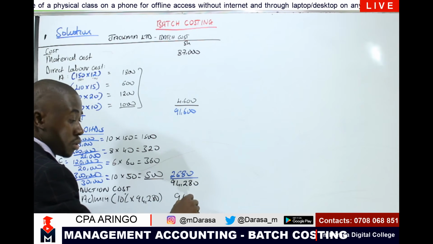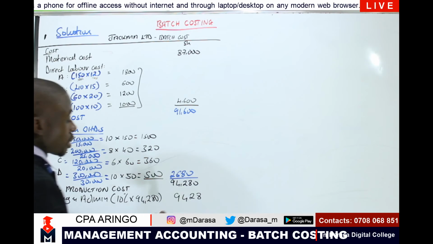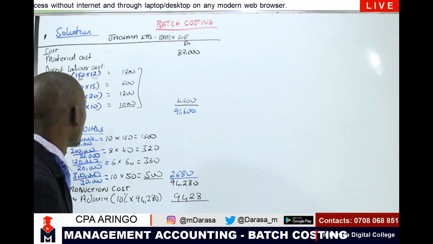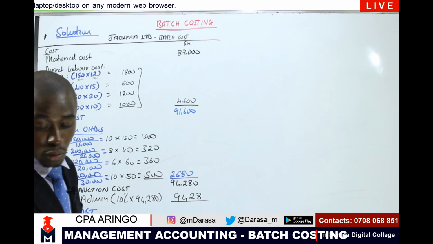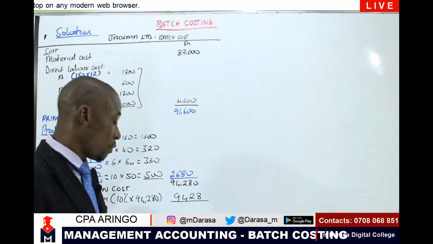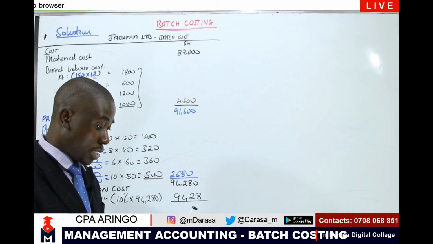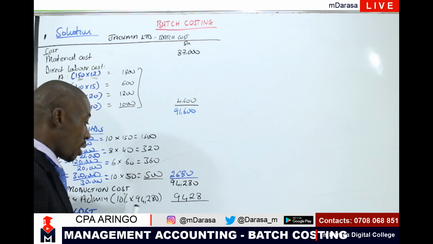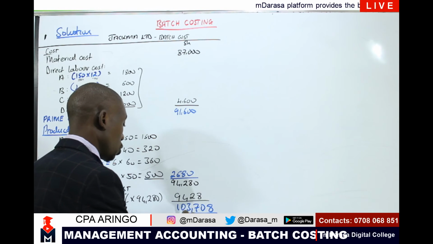So additional information, note 1: selling and administrative overheads are charged at 10% of total production costs, while profit markup is 25% of the total cost. So I need to determine our selling and administrative overheads. Selling and admin OHDs. I'm given what? 10% of our total production cost.